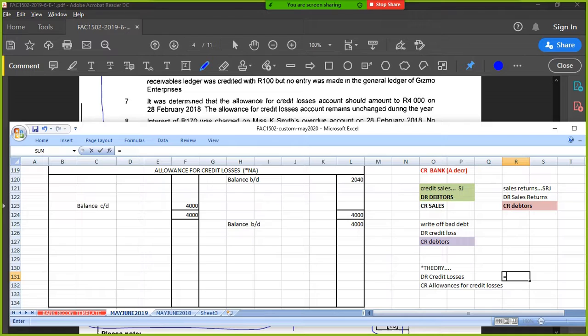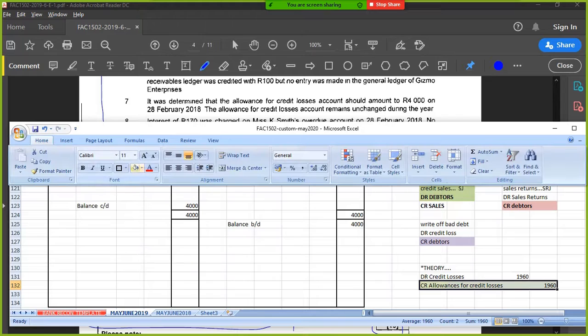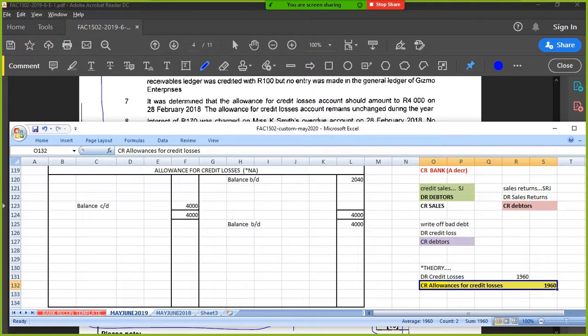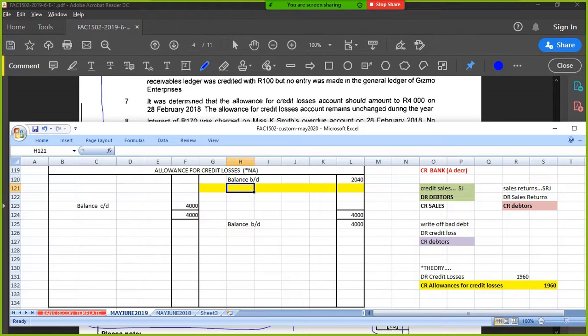The difference. How much must the allowance be? 4,000. What is the allowance currently? 2,040. The difference is 1960. In the T account, you're going to show that. Okay, that's an easy 4 marks. Okay, so see, that's easy because it's standalone, it's separate. Credit losses, general journal, amounts. Okay, happy? Yes, thank you. There's your 4 marks for that separate question.